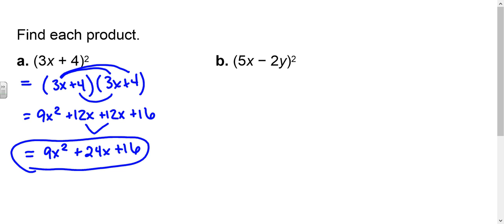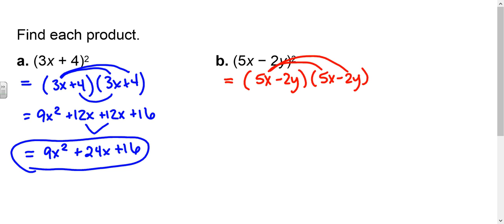Okay, so again, because we're squaring it, we're going to rewrite it as multiplied by itself. So 5x minus 2y times 5x minus 2y. Okay, so we're going to take 5x times both numbers. So 5x times 5x is 25x squared. 5x times negative 2y would be negative 10y.